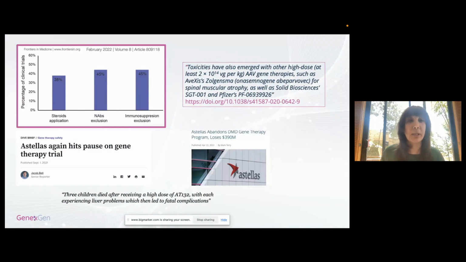And we see many examples of this battle with the immune response to gene therapy currently happening in clinical trials and in the clinic. Most of the time, patients with high neutralizing antibodies are excluded from trials. In about 45% of trials, as you can see, there's a neutralizing antibody exclusion criterion, where patients with high antibody levels are excluded. And there are examples of gene therapy trial failures and massive loss of capital in the industry because of toxicity and the problem of immune response to gene therapies.